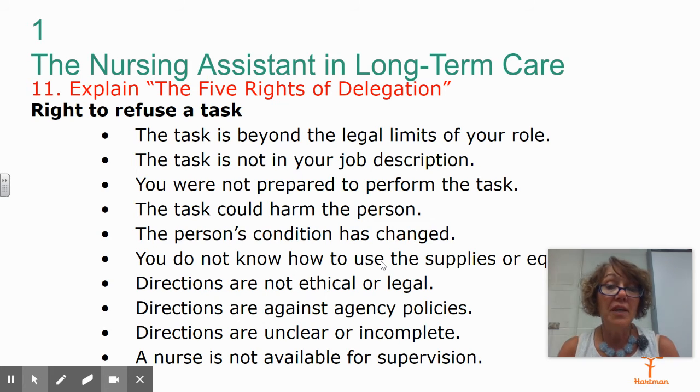Earlier we mentioned things that a CNA does, things that a CNA doesn't do. So if the nurse comes up to you and says, hey, would you hand out these pills? You are to refuse that, and I am expecting you to refuse that. That is not in your scope of practice. It is beyond your legal limits. So that's just one example. Is it in your job description? Is it a task that could harm somebody?